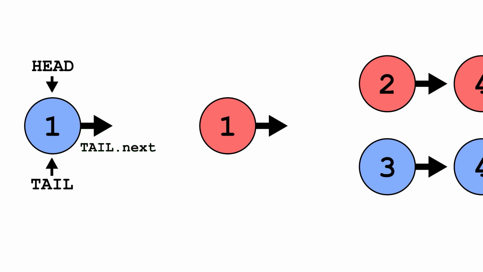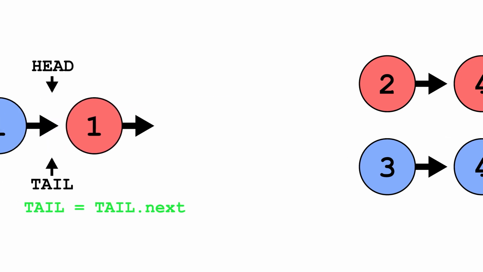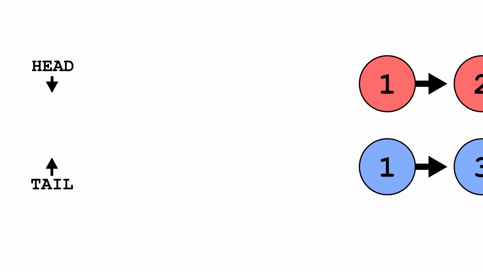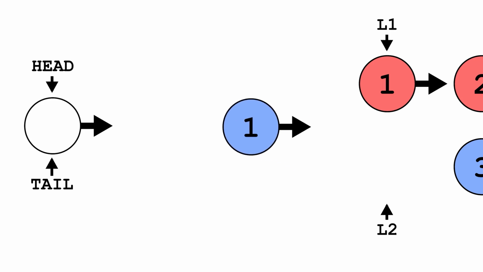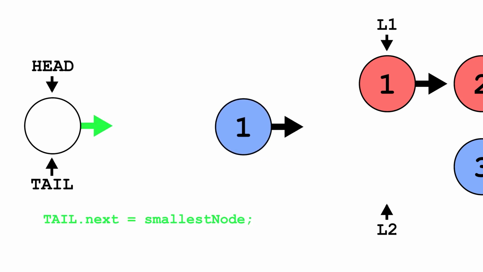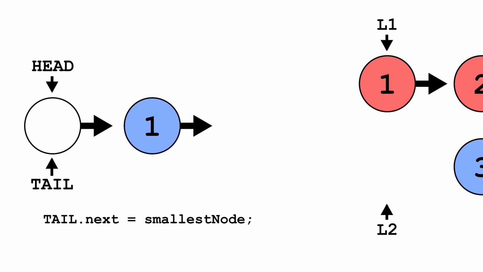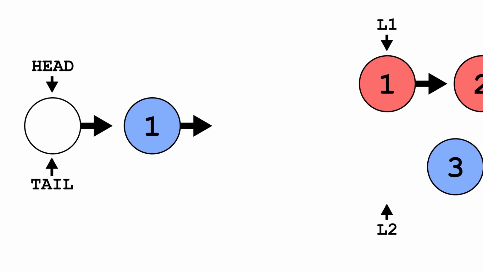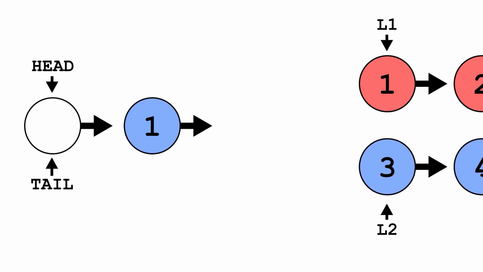Part of our problem is that our head and tail aren't pointing to anything. This causes a subtle difference. The first time we have a smallest node, we must make tail and head point to it. But every time after that, to add to the list, we must make tail.next point to the smallest node. We can solve this by creating an empty list node and having head and tail point to it, so all we need to do is make tail.next point to the smallest node every time.